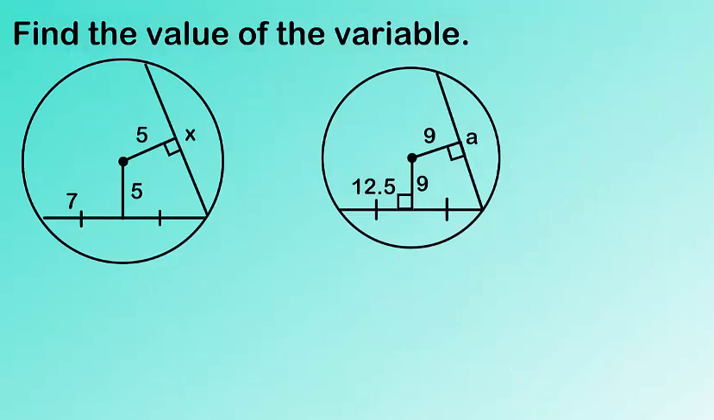In this next one, I know that these are equidistant from the center of the circle. That means this piece is 7 and this piece is 7. So together they will be 14. That means that x is congruent to it, and it's also 14.